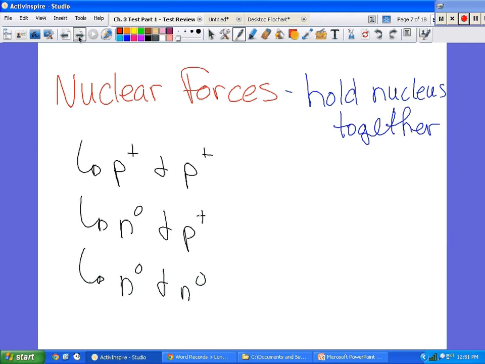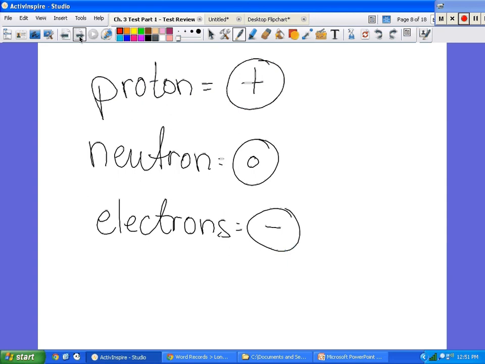Next, really, I should not even have to tell you this one. Know the charges of all the subatomic particles. Protons are positive, neutrons are donuts, and electrons are negative. No, I'm kidding. It's neutral. Make sure you know that. What? It does look like a donut, but it's neutral.